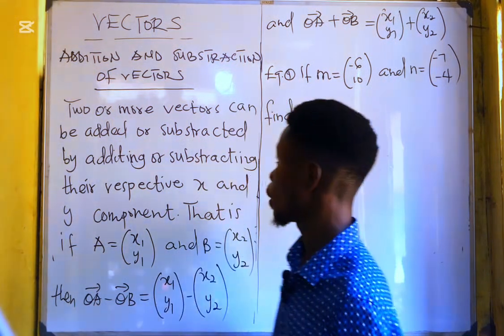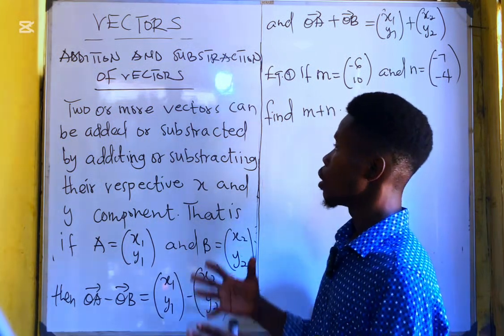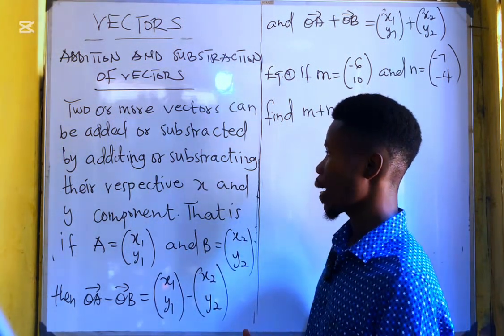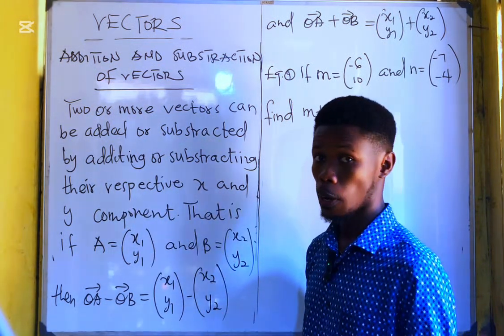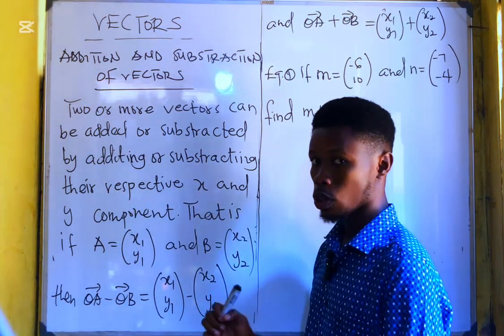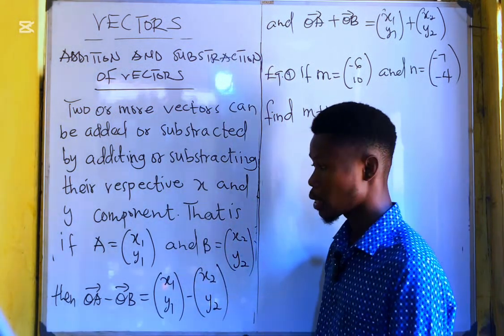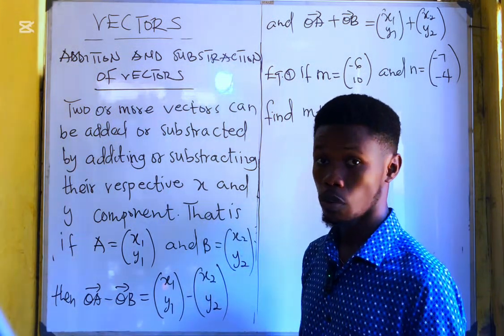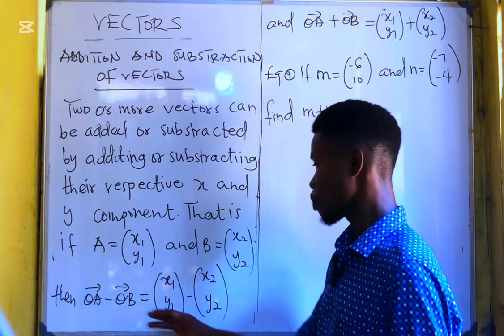Now let's look at addition and subtraction of vectors. Two or more vectors can be added or subtracted by adding or subtracting their respective x and y components. What we are trying to say is that you can't subtract the x component from the y component, or the y component from the x component, or add them in that way. It should be x, x, y, y. That's what we are saying.